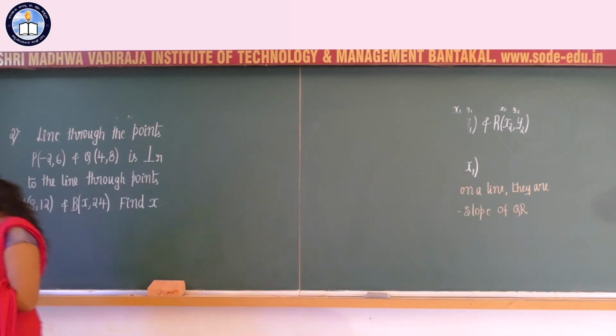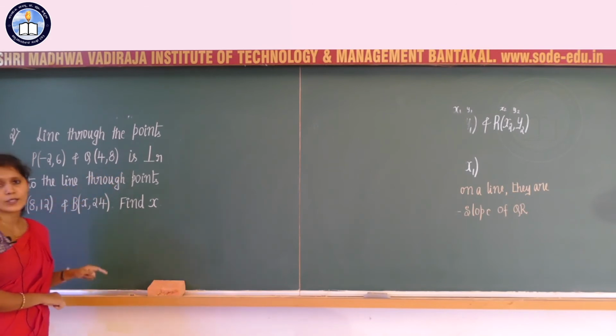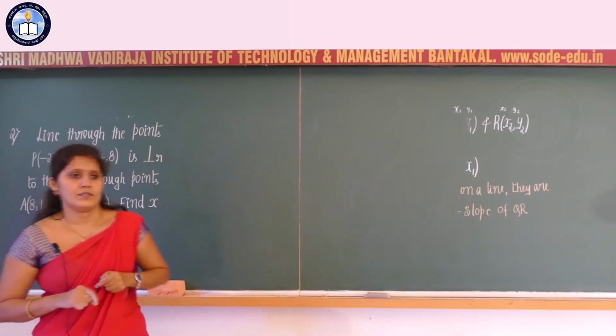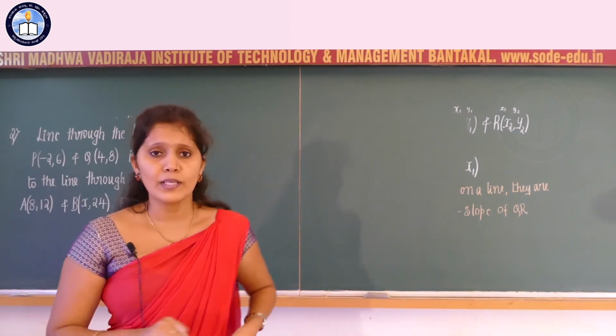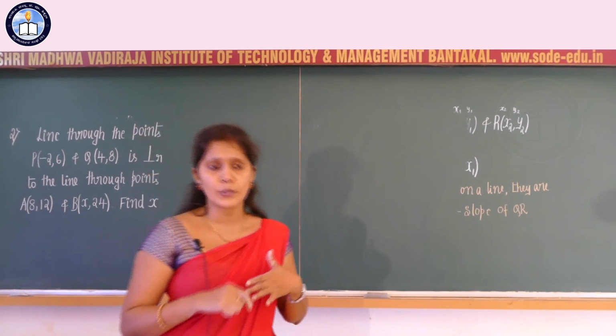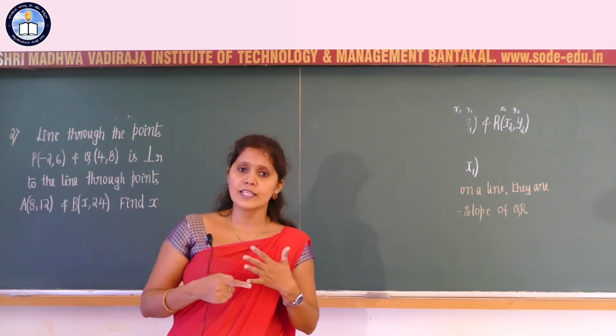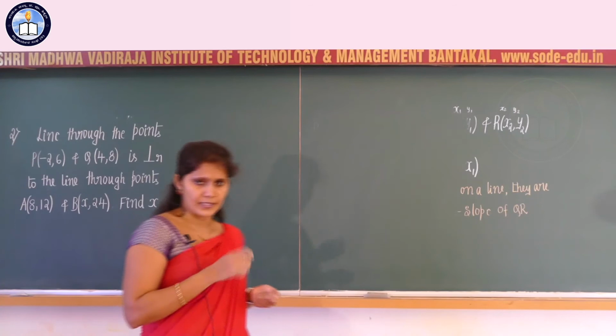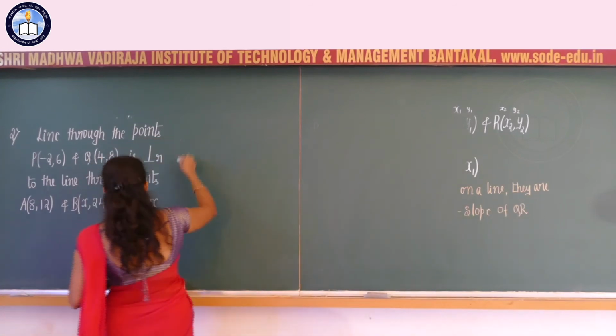What is given in the question? It is given that one line is perpendicular to the other line, and we know that if any two lines are perpendicular to each other, then the product of their slopes is equal to -1, right? So here I can write the solution.